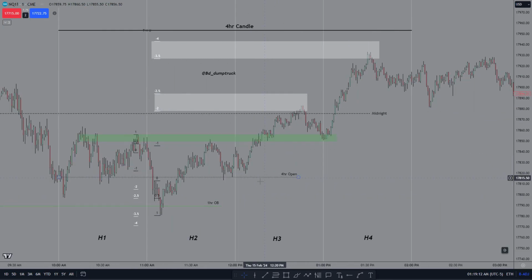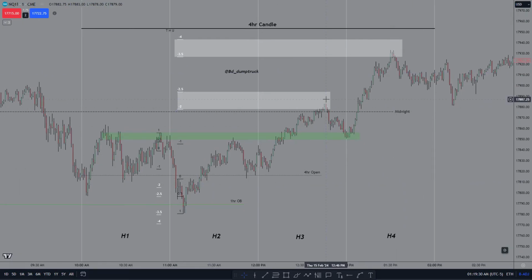2 to 2.5 standard deviations, because down here at the low we have our institutional swing point that we can project off of. And you can project the 4-hour range, you can project daily ranges. Standard deviations will tell you what's happening. And here we hit 2 to 2.5 standard deviations. And where was this also at? Above midnight price.